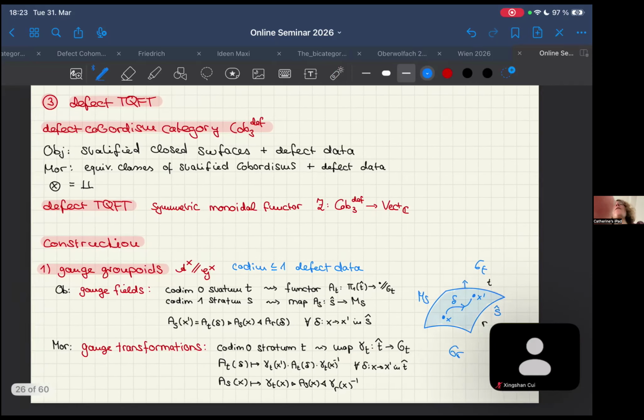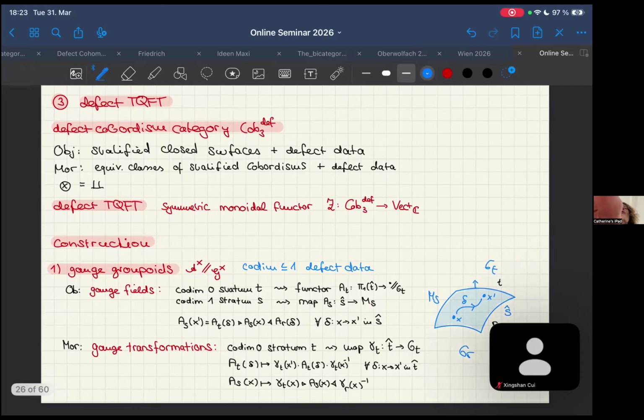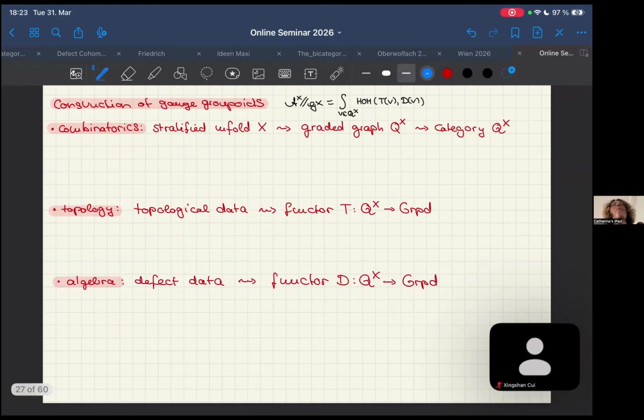So this is not a guess, but it comes from a quite complicated construction, this gauge groupoid. And it's a categorical construction. Basically, we have three things that we have to take into account. So our stratification has combinatorics, like which strata are incident to which strata of higher dimension. Like we could have a point, and then we have an edge, and the point is basically incident twice to the edge, once here and once here.